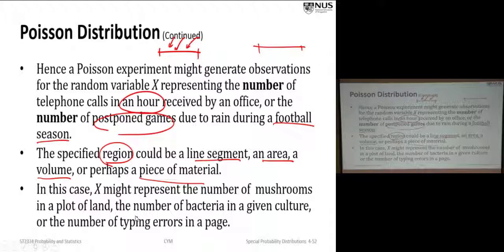So for example, X may represent the number of mushrooms in a plot of land. So in this case, it's the area of land. So we know the occurrence represents the mushroom. We want to know the number of mushrooms. Another example is, for a given culture, the number of bacteria in this given culture. Or for a page, the number of typos in a page. That can also be modeled by a Poisson distribution.